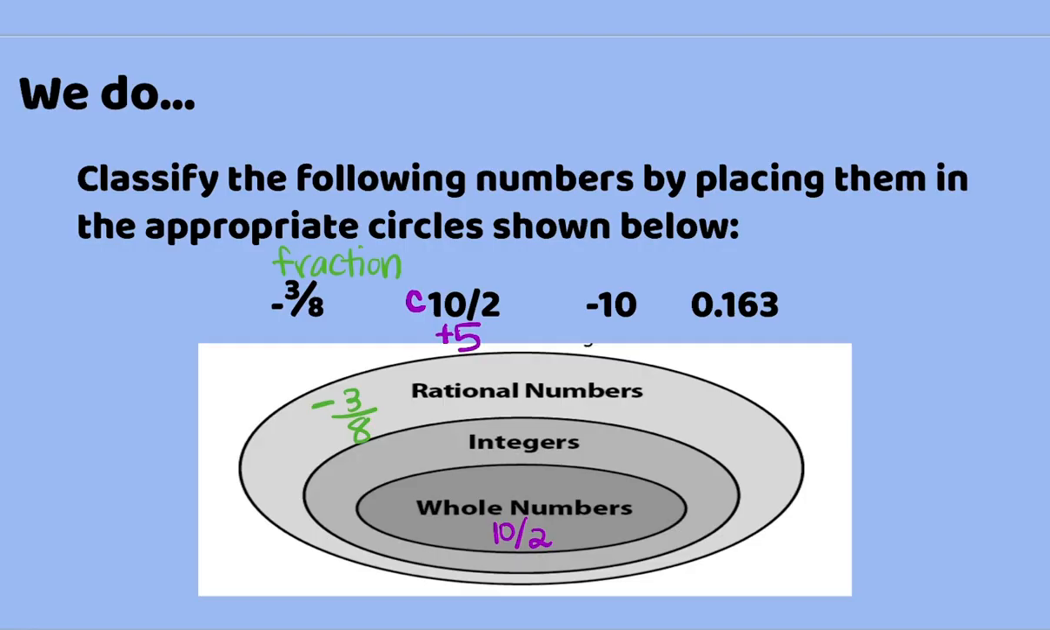All right, my next number is -10. So I ask myself, would -10 have a fraction or decimal part? No, it would not. So I'm going to move in. Would -10 be a negative counting number? Yes, it would. So that's where I'm going to stop, and I'm going to place -10. Because it's a negative, but it does not have fractions or decimals. So because it's a negative, it's going to go in integers.